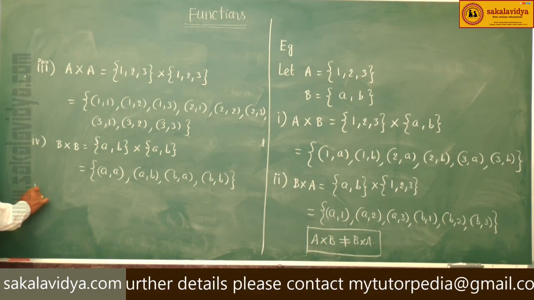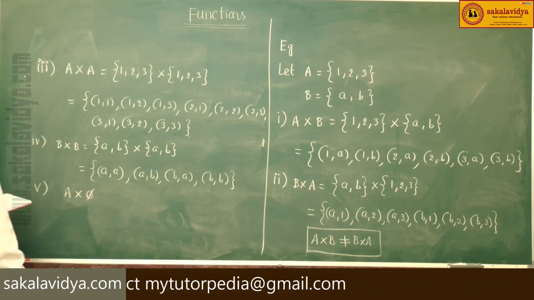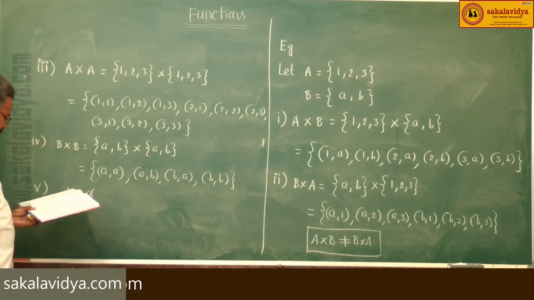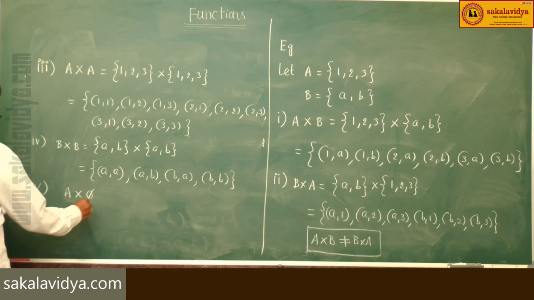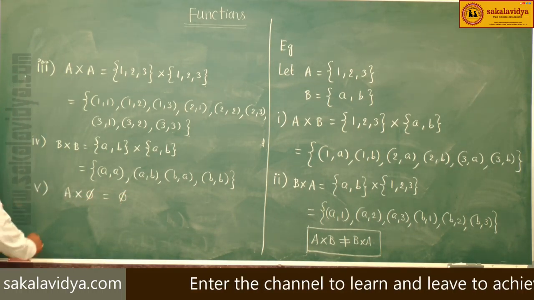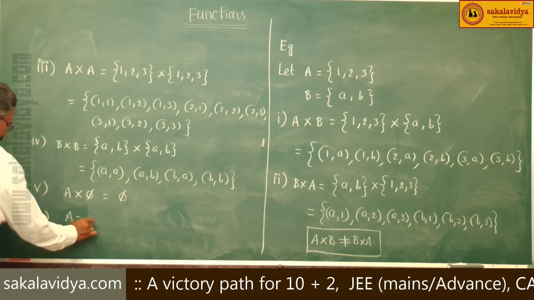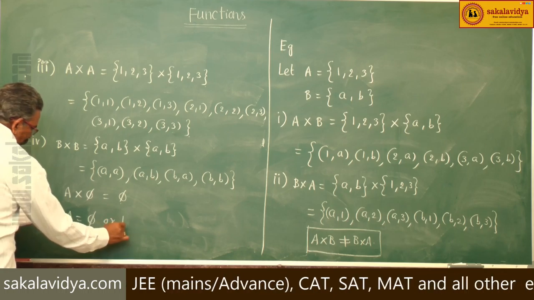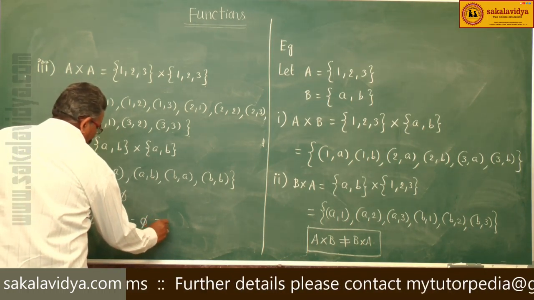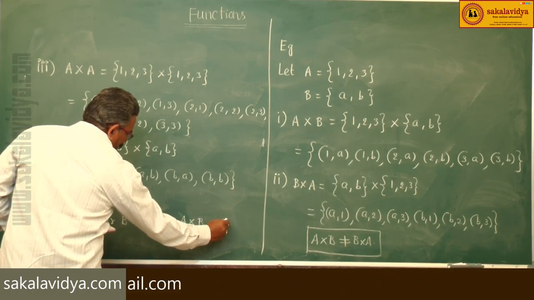Can you find A cross phi? A cross phi, where phi is the null set, it is quite obvious that you get phi only. Or we can say if A is equal to phi or B is equal to phi, that implies A cross B is always a null set.